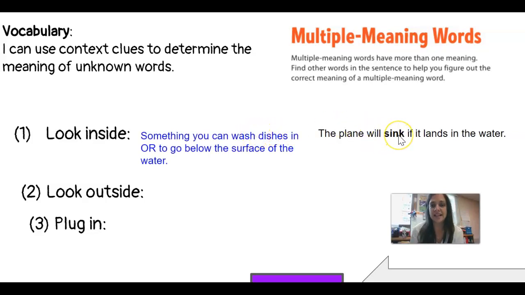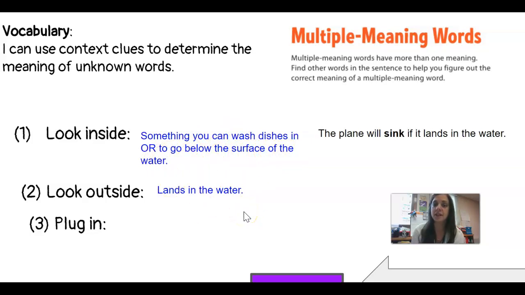The plane will sink. Well, when I look inside that word, I think of what I already know about sink, and I already said it: something you can wash dishes in or to go below the surface of the water. If I look outside, I see the words plane and lands in the water. Okay, so that helps me to understand that this isn't something you wash dishes in. This is something that goes below the surface of the water, that kind of sink.